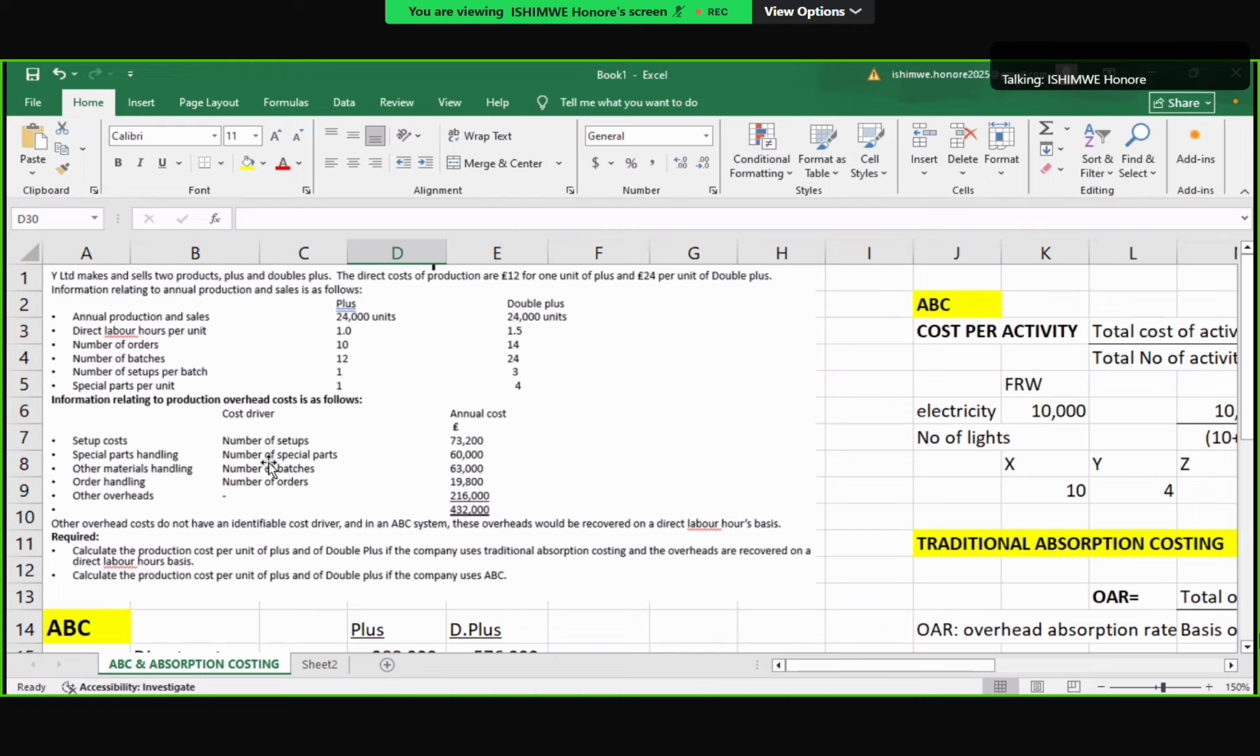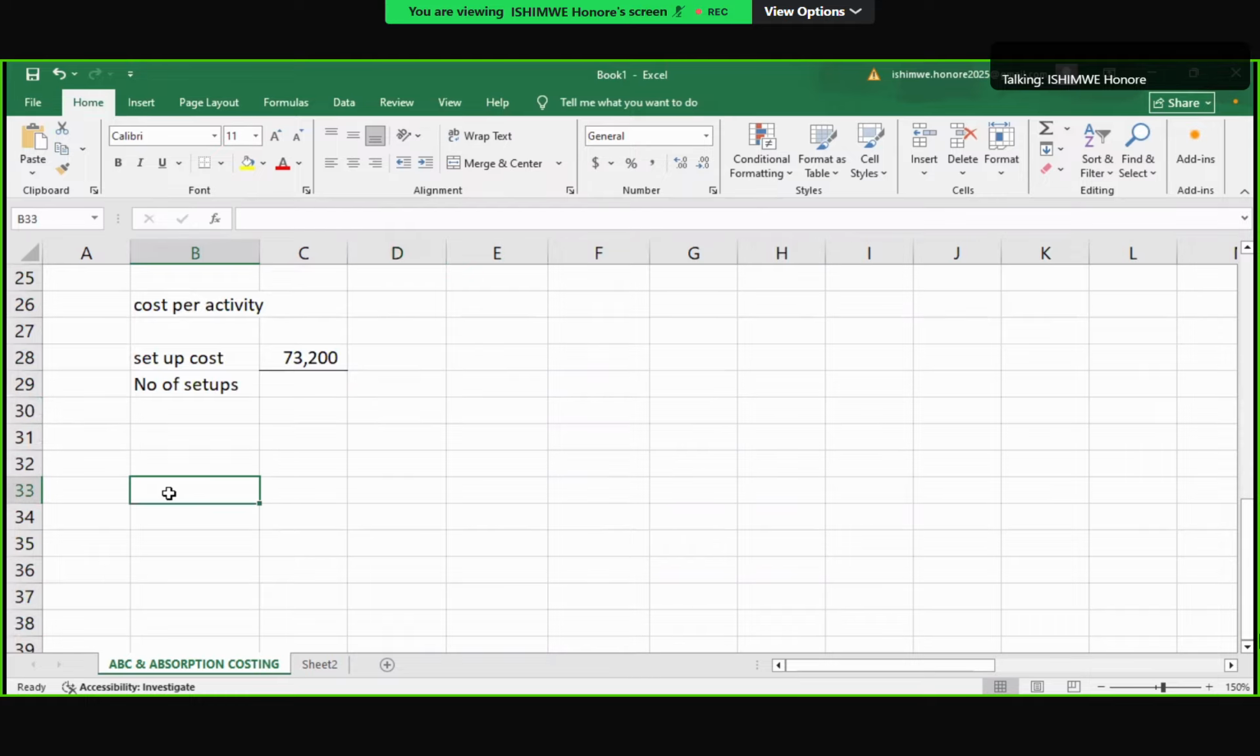And remember what they say? They say number of setups. That's what you have to use. You have to use number of setups, not number of setups per batch. But the information you have is giving you number of setups per batch. You ask yourself, how did they get this number of setups per batch?